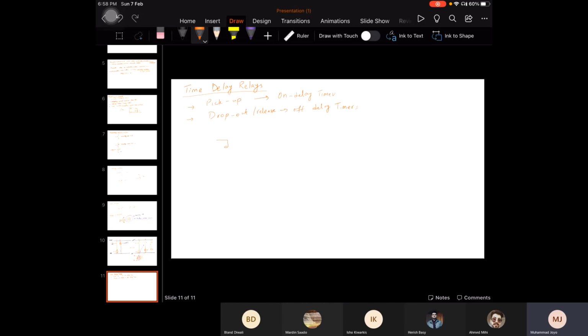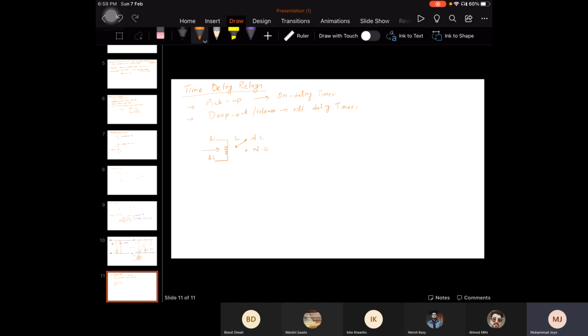Let me give you an example. Once the coil is excited, the normally closed, normally open and common point. This bar over here connected to normally closed will not connect to normally open. It will connect to normally open after a certain time period.